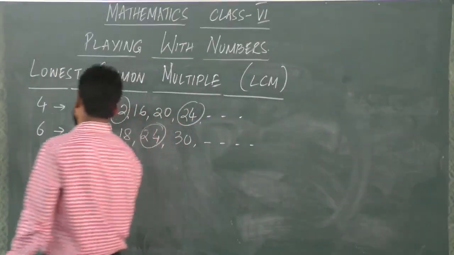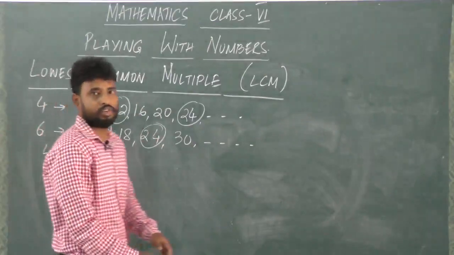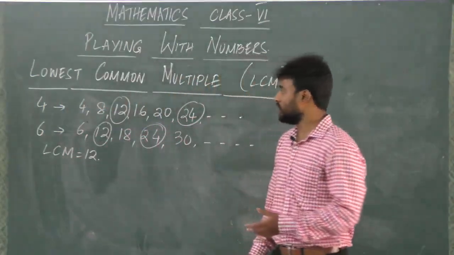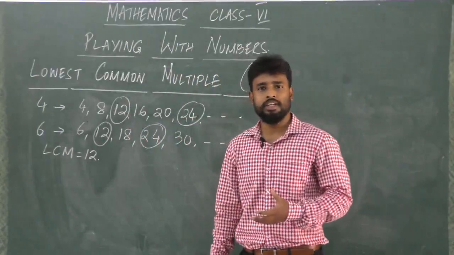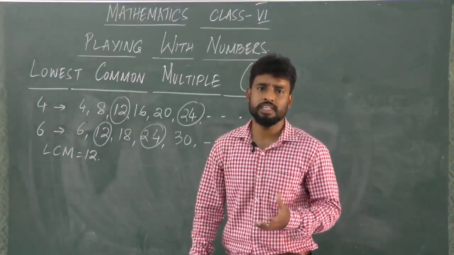So here the LCM will be 12. Therefore we understand that lowest common multiple is the smallest number that is divisible by each of the given numbers exactly.